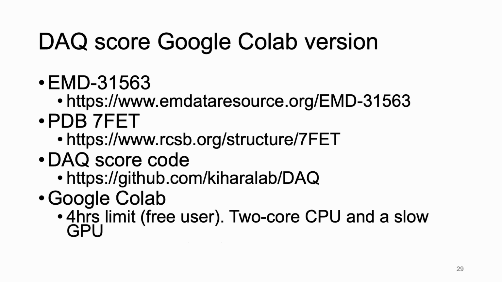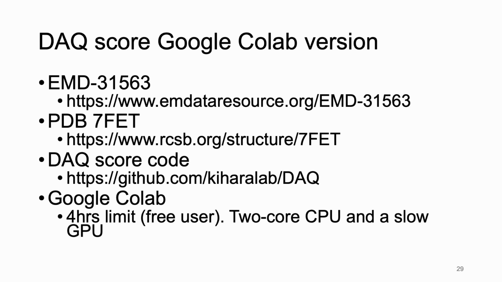So, DAQ score Google Cloud version. Last week I found a very interesting entry, EMD 31563. This is the spike protein of the COVID-19 virus. The PDB entry is 7FET. So let's check these models. DAQ score is available on GitHub, and on this GitHub page there's a link to access the Google Cloud version of DAQ score.